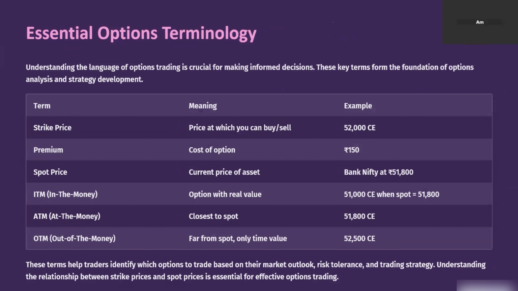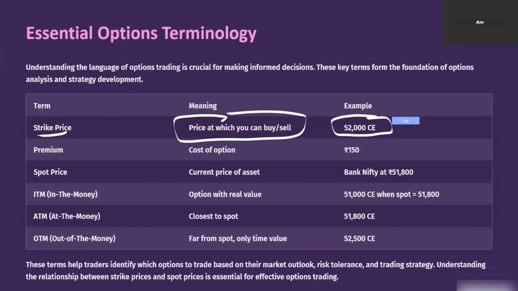Now again, these are basics. What do you mean by strike price? This is the price at which you can buy or sell. This is what I mean by the predetermined rate and date. That's the price at which you will be getting the right to buy, or you have the obligation to sell.